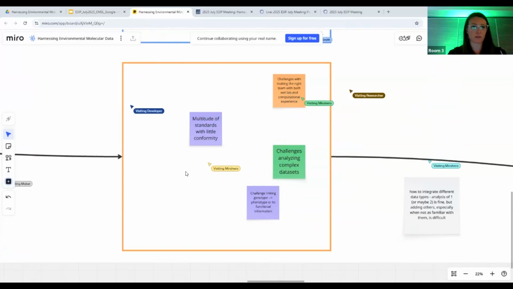Multitude of standards with little conformity. Yep, preach. Me too. Yeah.